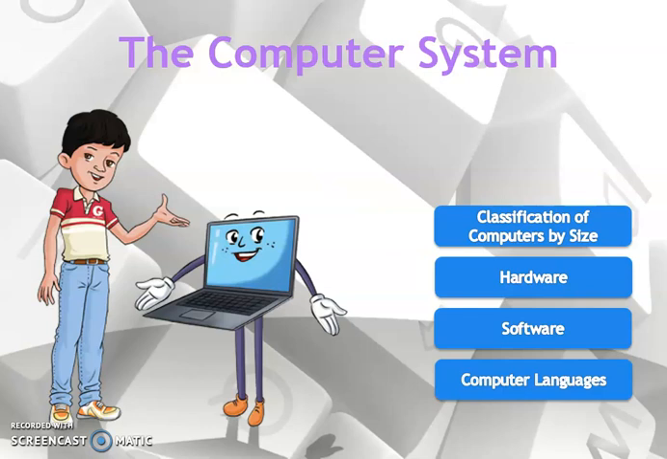So today we will discuss the computer system. In the last lectures and videos, we already discussed a little bit about the computer system. So today, what are the main topics we will discuss? They are the classification of computers by size, what is hardware, what is software, and what are computer languages.